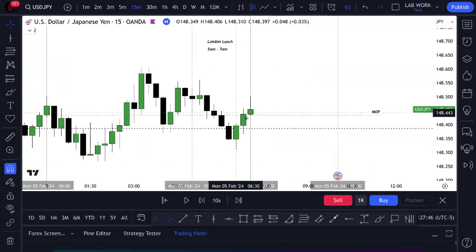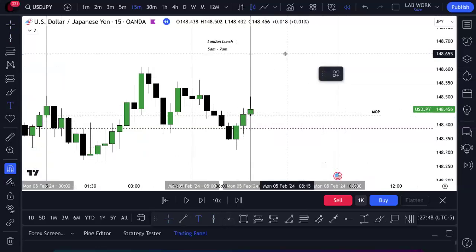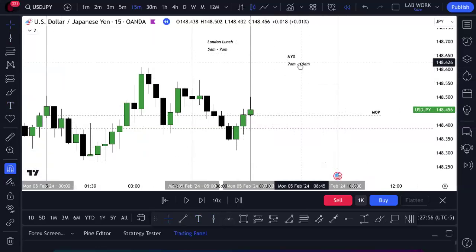Here 10. So we got 7 to 10. Let's not forget that. That's the New York session, which is going to be 7 a.m. to 10 a.m. All the time that I'm referring to here is all New York Eastern Standard Time.